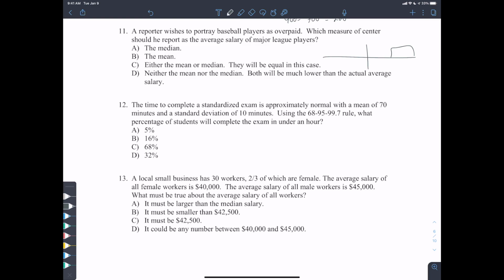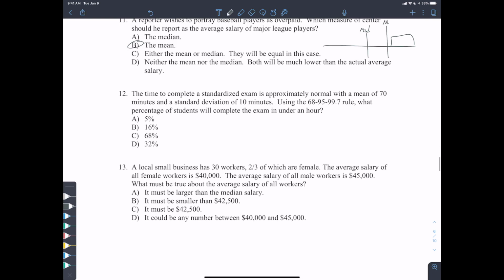Your mean can be skewed by that. So if you're trying to show that the players are overpaid, you want to use the mean, because this is your median, and your mean is going to be up here. What is that symbol? It looks like that, the mu thing.